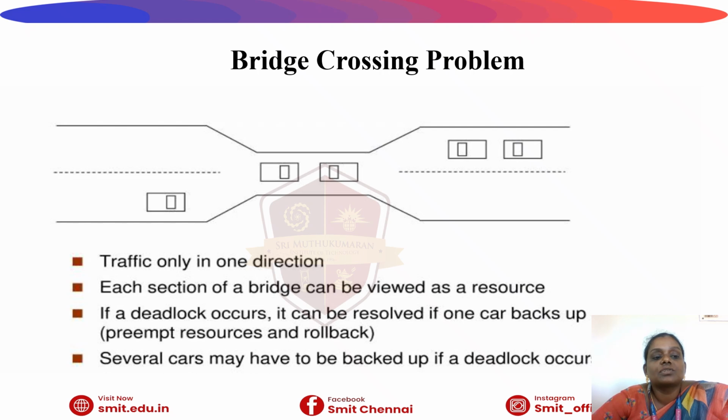So this is called a deadlock problem. And the bridge crossing problem: traffic flows in only one direction, and each section of a bridge can be viewed as a resource. A car from the left enters the bridge, and a car from the right enters the bridge. No one can move forward, no one can reverse. This is the situation where a deadlock occurs.